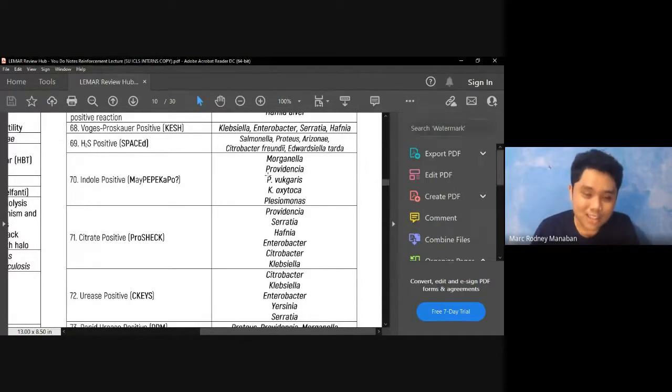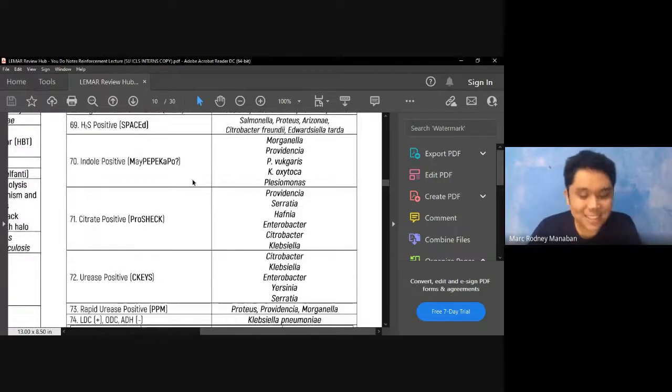That's the indole positive. Who are they? Morganella, Providencia, letter E, E. coli. Another P, you have Proteus vulgaris. Another E is Edwardsiella tarda, K for Klebsiella oxytoca, and letter P for Plesiomonas. So they are the indole positive, "may pepe ka po." Alright, so memorize that, memorize. A bit naughty.